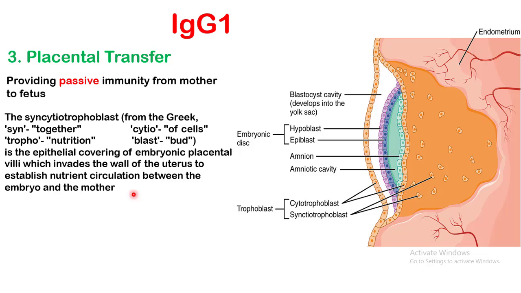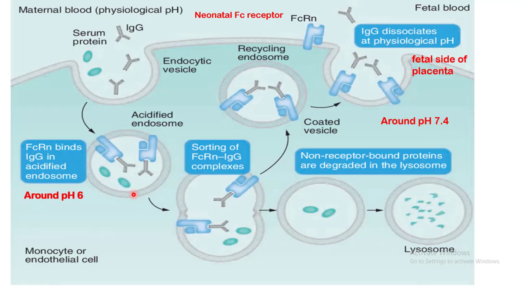Now, how does this mechanism work? This is the maternal blood, with a physiological pH of around 7.4, and there is immunoglobulin G along with some other serum proteins. During the process of endocytosis, you are going to have an acidified endosome. These are the cells of the syncytiotrophoblast, and we are discussing the mechanism in these cells.